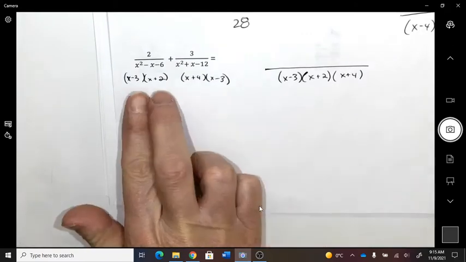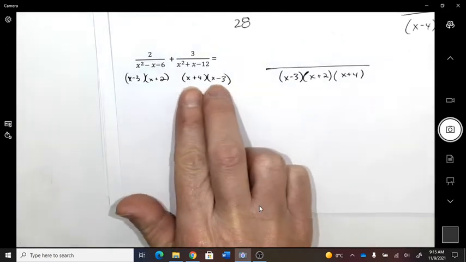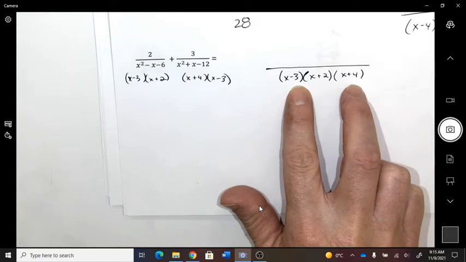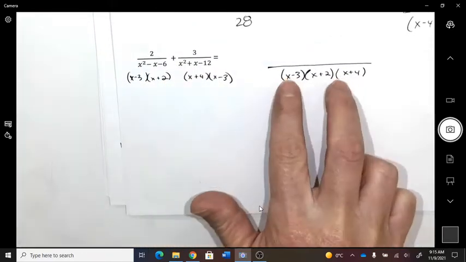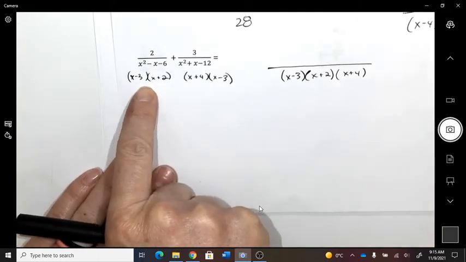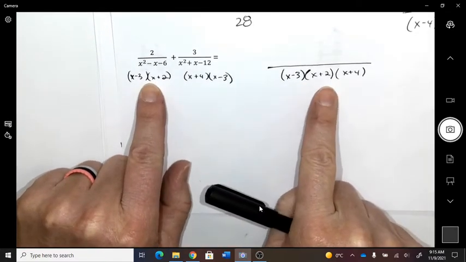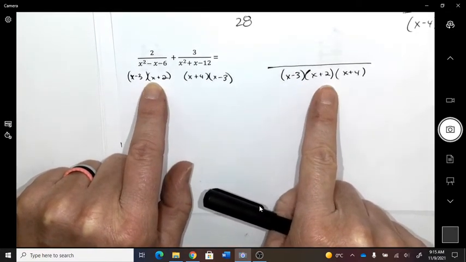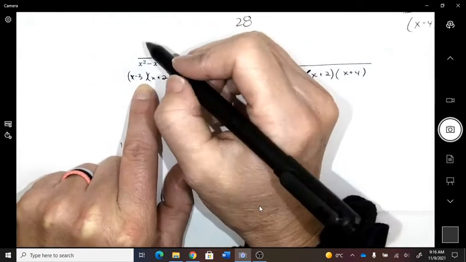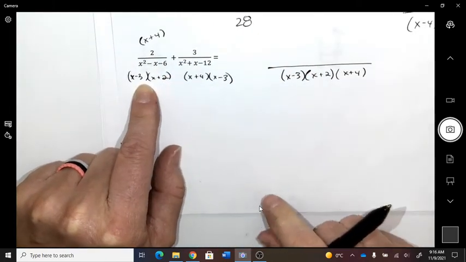So here's what I'm kind of thinking. Does this number fit in there? Yes. Does this number fit in there? Yes. Okay. I can fit it in there. Looking at this one, what did I change on the bottom? So from here to here, what happened? It got multiplied by a x plus 4. So I'm going to write on the top here, I got to multiply that by x plus 4. That's what's missing.